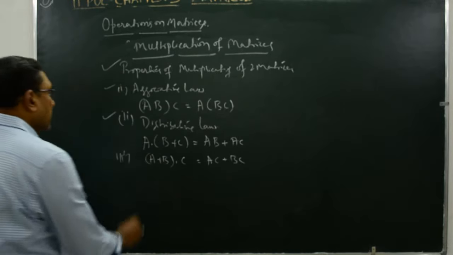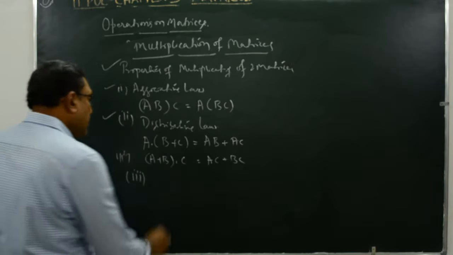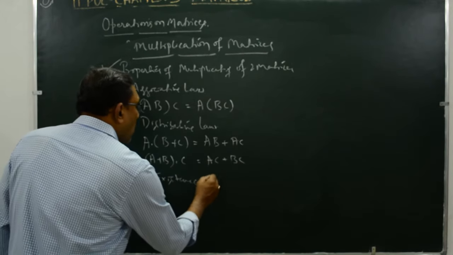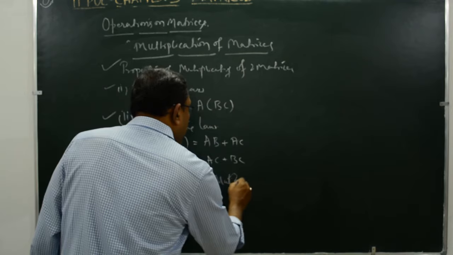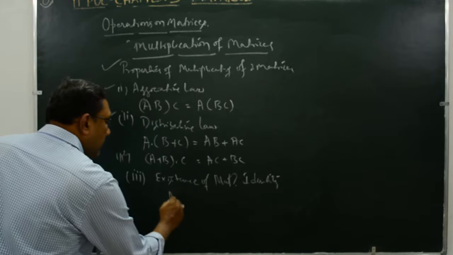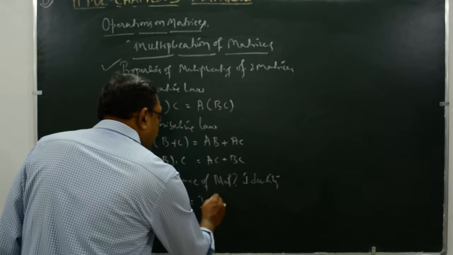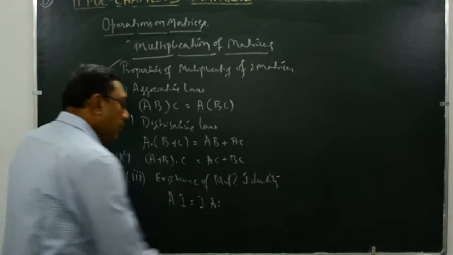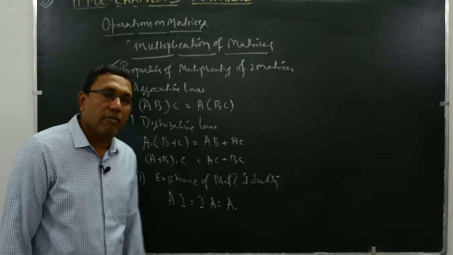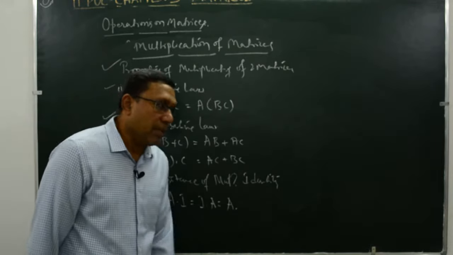And the last one is the existence of multiplication identity. What is that? When you multiply a matrix by an identity matrix, or an identity matrix is multiplied by a matrix, it should be equal to the same matrix. So this is called the existence of a multiplication identity.